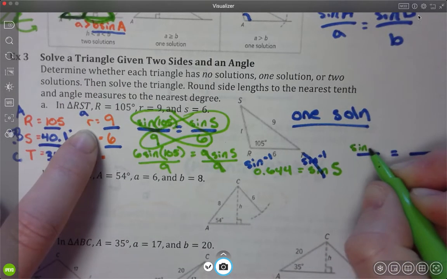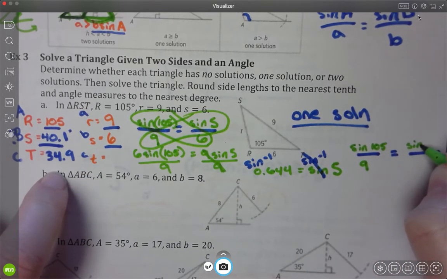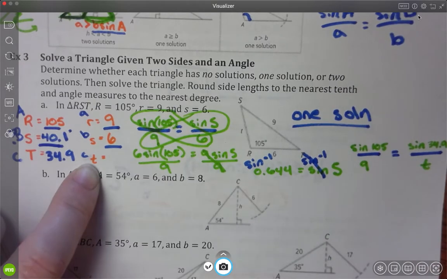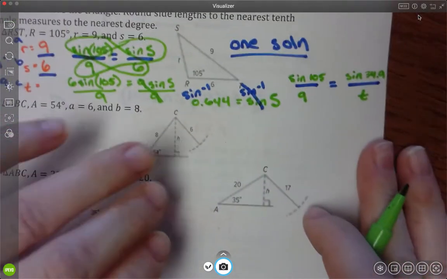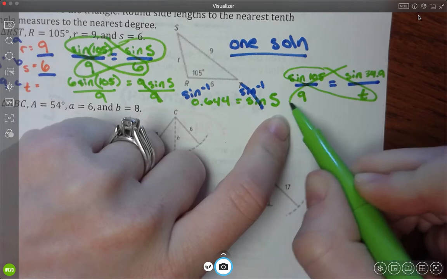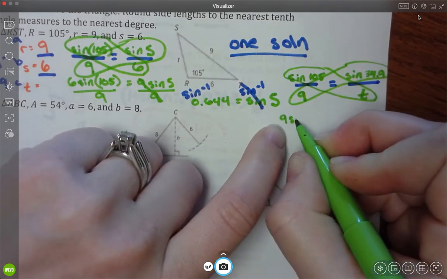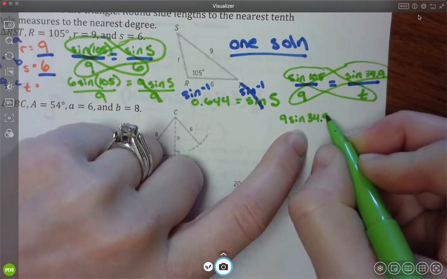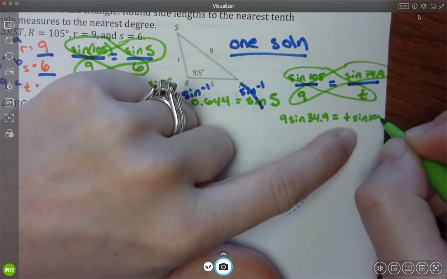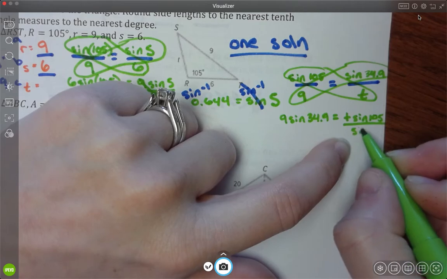So I have sine of 105 over 9 is going to be sine of 34.9 over t, which is what I'm going to solve for. Okay, and now I just do it like normal. Sine of 105 times t, and 9 times sine of 34.9. So let's do 9 sine 34.9 equals t times sine 105. And then to get the t by itself, I need to get rid of the sine of 105.